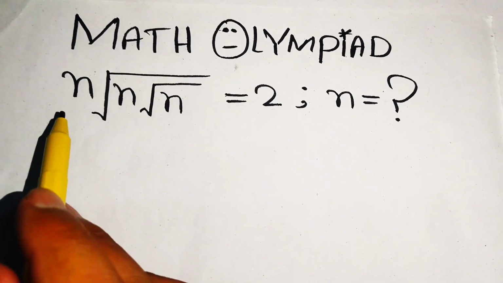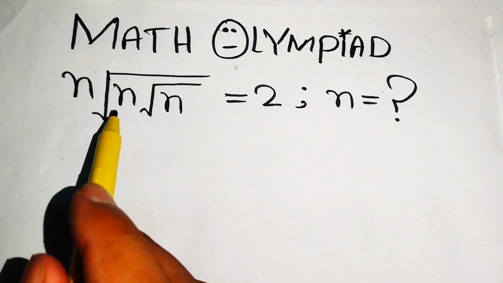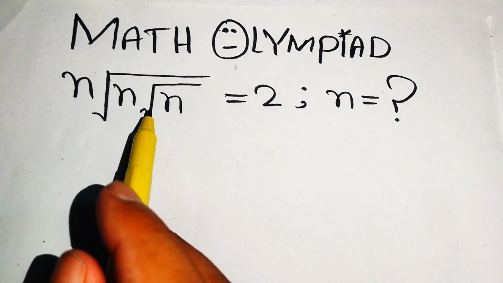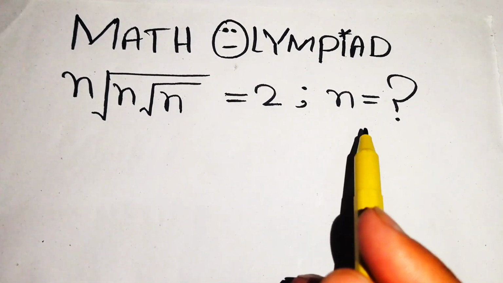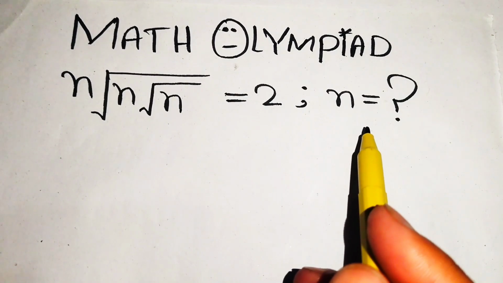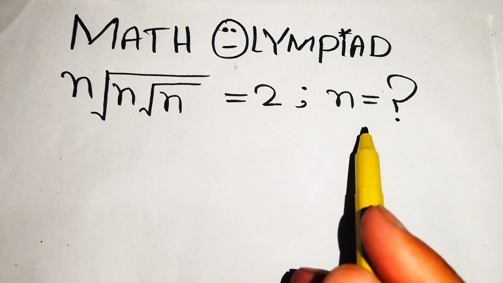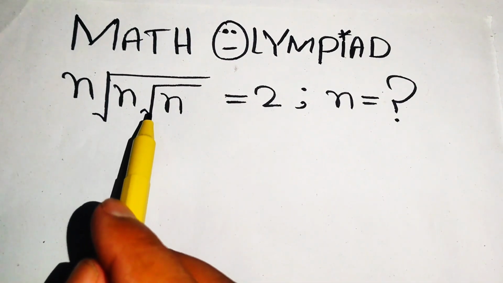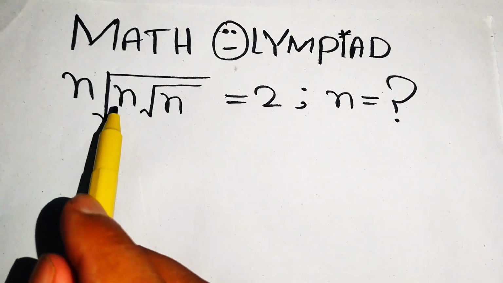So here we have n times the square root of n, and inside the square root of n. We solve this problem for the value of n. The very first step is to remove these two radical signs, and then we easily get the value of n.